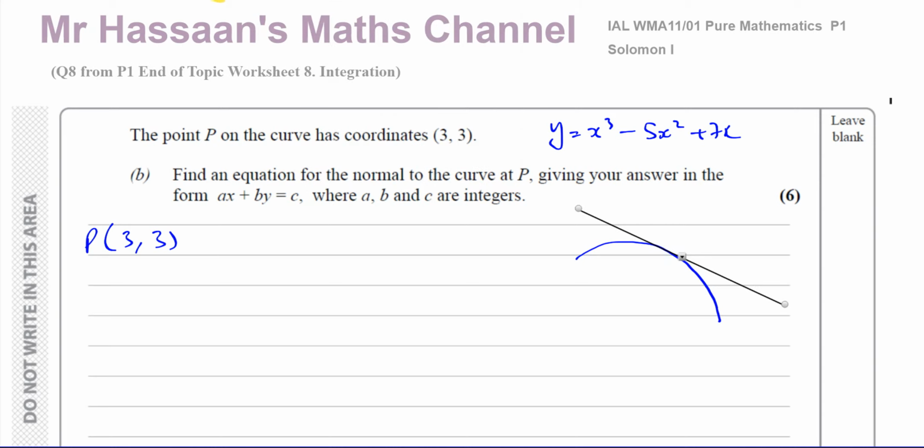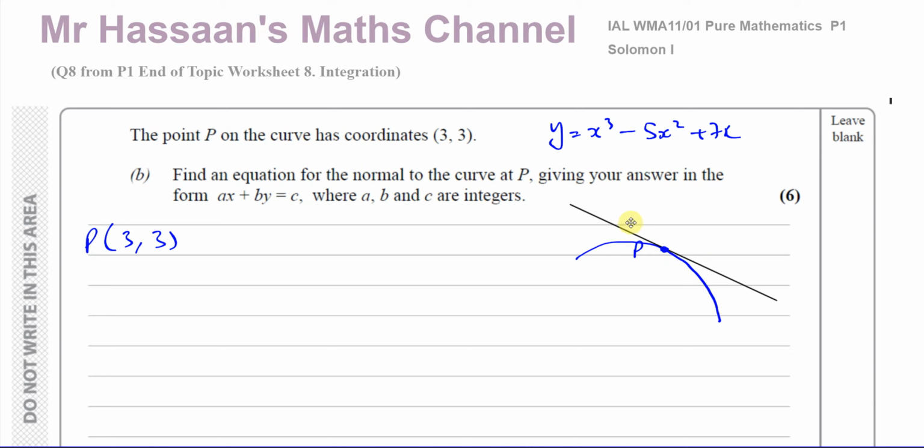Just supposing this is a point P. If this is the point P, then this line, which just brushes past the curve at P without cutting through the curve, has the same gradient as the curve at point P. It has the same gradient as the curve at point P.